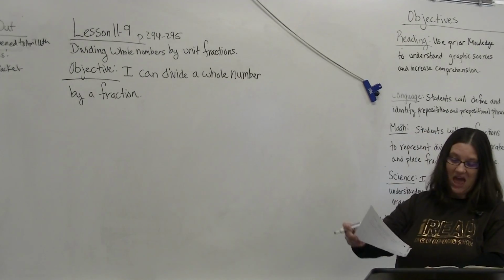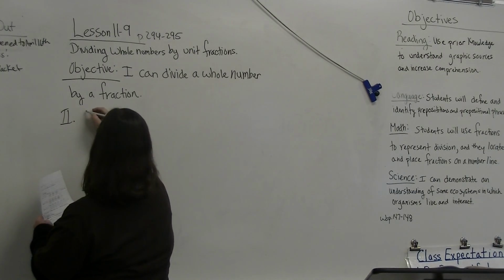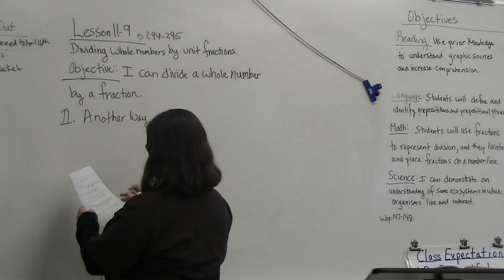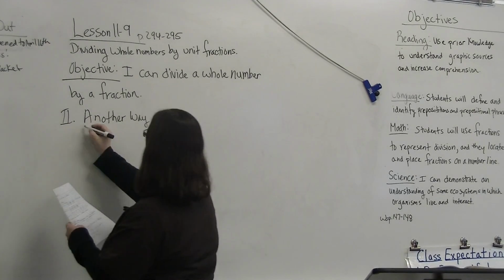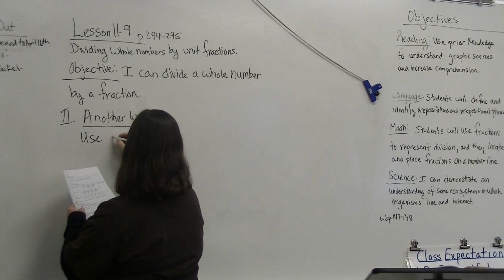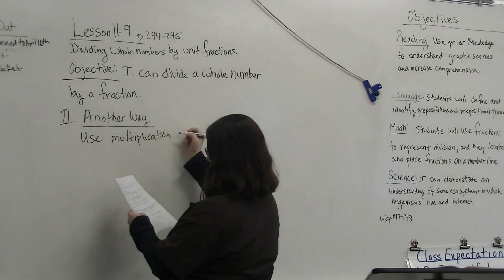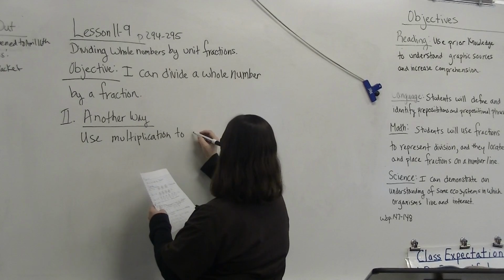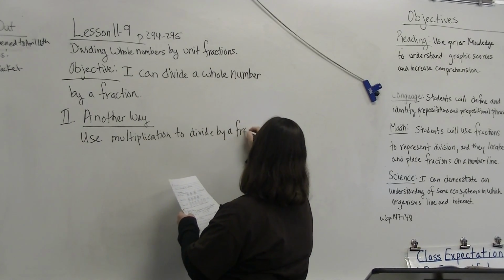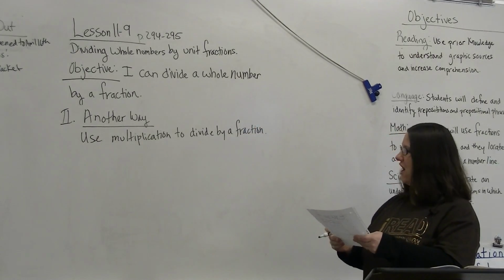Okay, so we want to get that information into our notes. So please put Roman numeral 2 and put down another way. Again, this is at the top of page 295 in your text. What you want to put here for another way is that you can use multiplication. So put down: use multiplication to divide by a fraction.